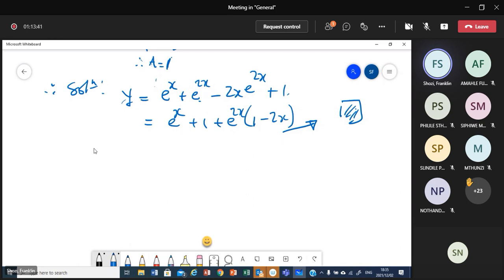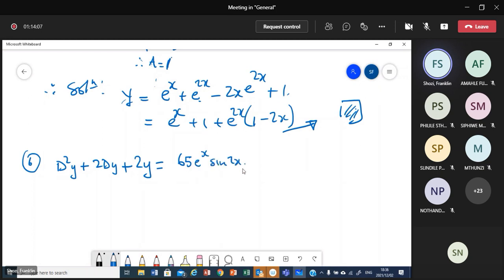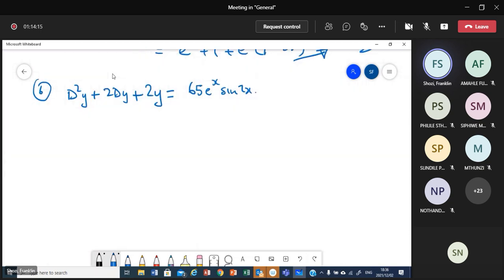One last equation. One last one. That will be number 6. It's d squared y plus 2dy plus 2y is equal to 65 e to the power x sine 2x. Our starting point, what do we do? We form the auxiliary equation.